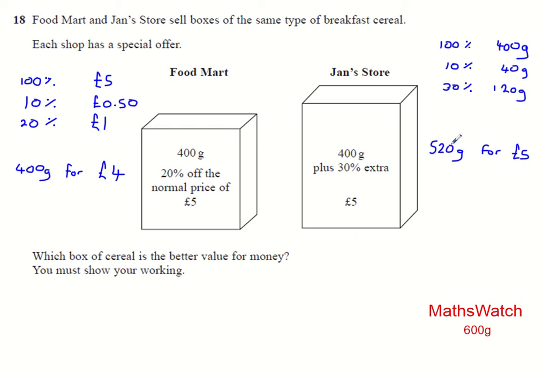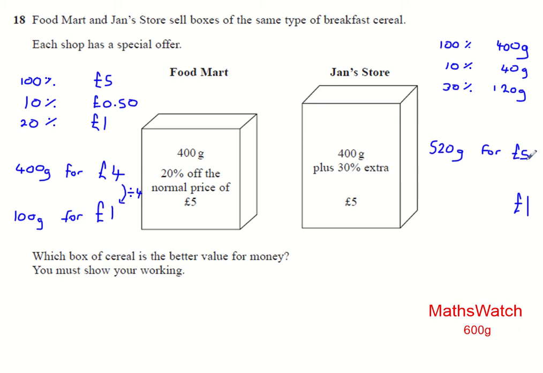Now you can do that once again in two different ways. You can either scale both of these down to work out how much you get for £1, or you could scale them both up to a common multiple. So for example, we could choose £20 and see how much cereal we get for £20 each. I'm going to choose £1 because I think it'll be an easier calculation. So to turn £4 into £1, we are dividing by 4. So 400 grams divided by 4 means that we will be getting 100 grams for £1.